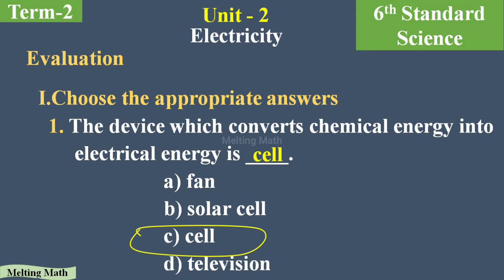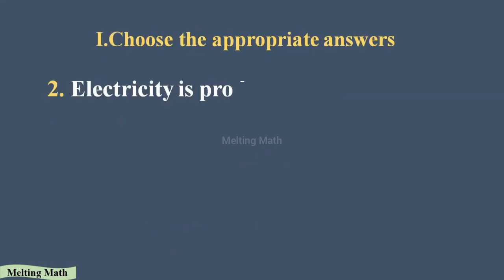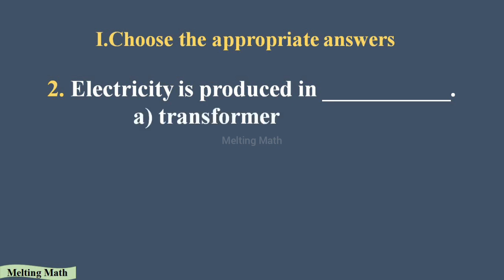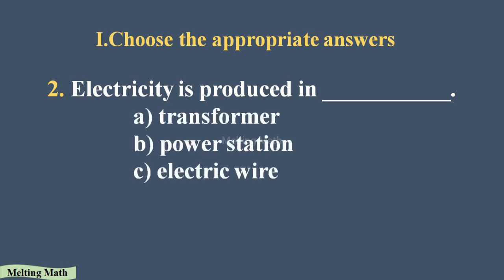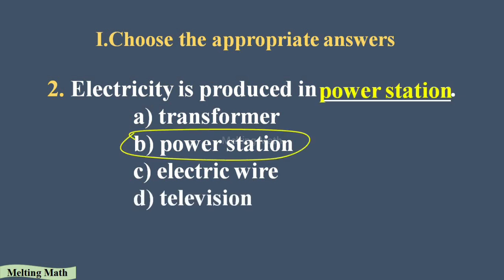Let's see the second one. Electricity is produced in dash. Where we are producing the electricity, that is the main question here. Option A, transformer; option B, power station; option C, electric wire; or option D, television. Definitely option B, power station, is the correct answer. Only in a power station do we produce electricity. We already discussed this in the previous video. We have so many power stations, like thermal power station, tidal power station, wind power station, solar power station, like that. In these we produce the electricity. So option B is the correct answer here.